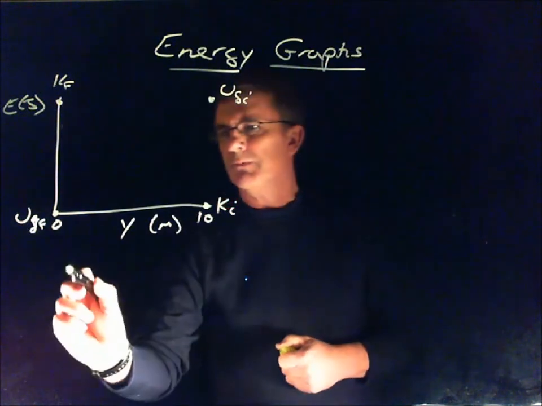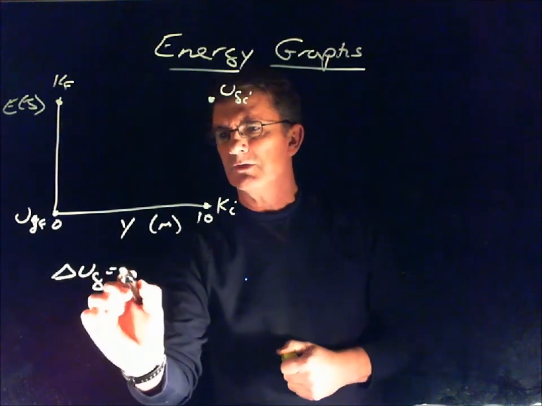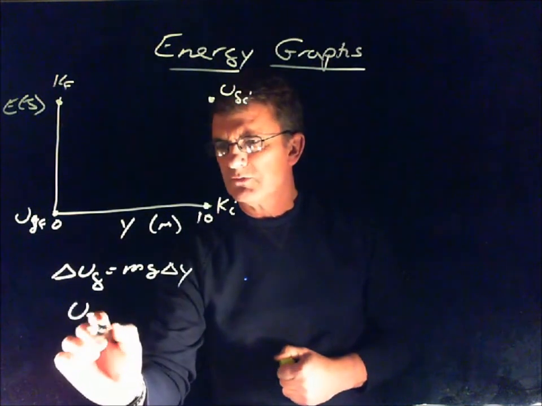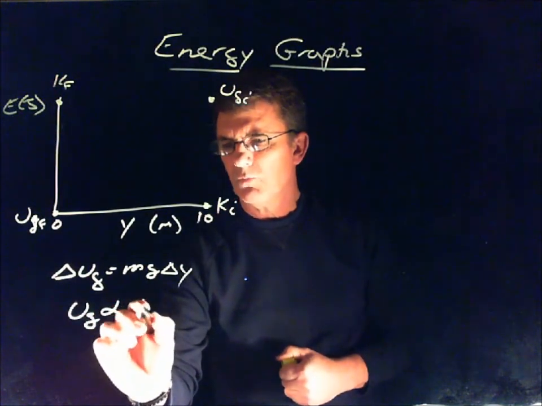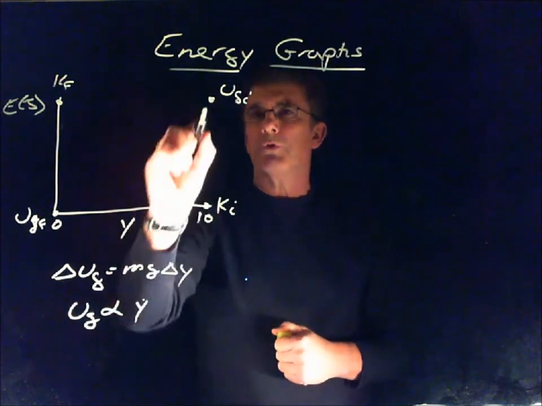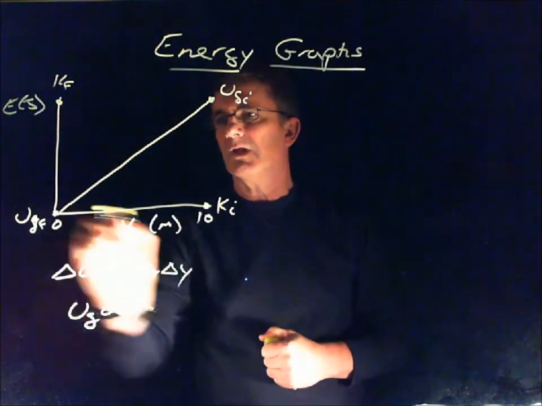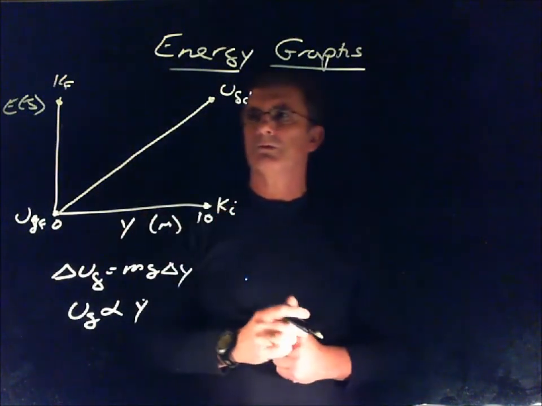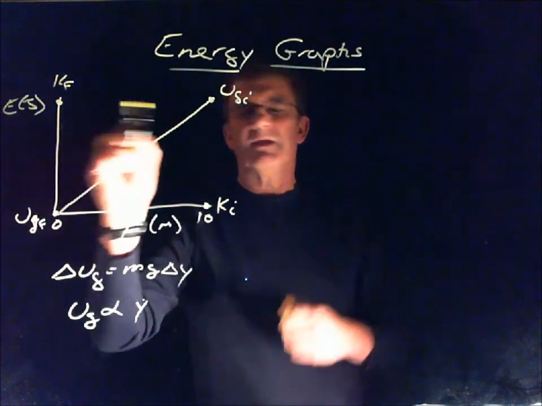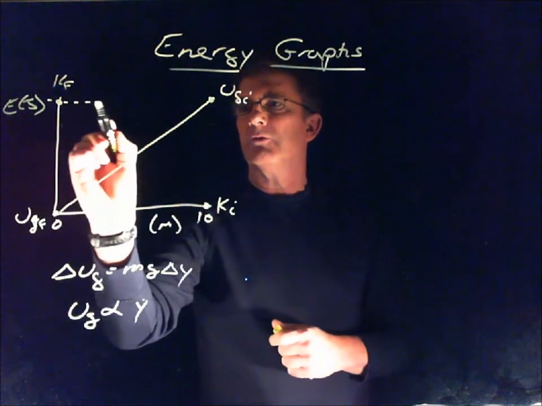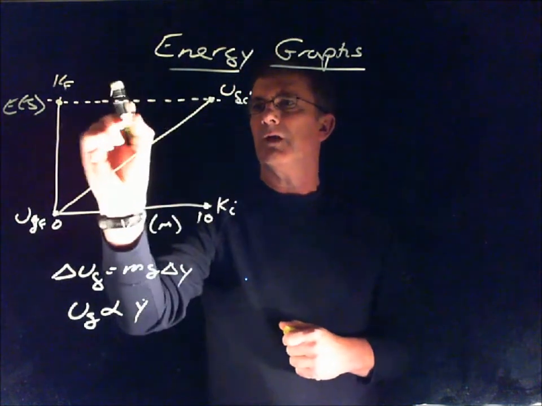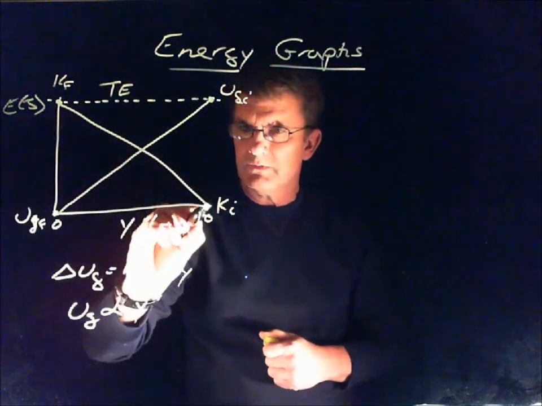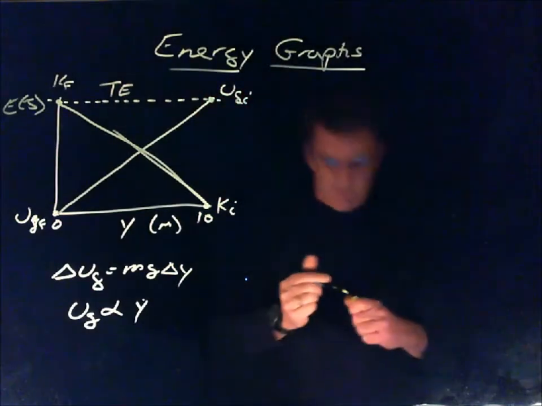And what I want to keep in mind is that gravitational potential energy is mg delta y. And so gravitational potential energy is proportional to y. It's directly proportional, so I'm going to have a linear line as I go from initial gravitational potential to final gravitational potential. Well, as it turns out, if I have a closed system, my total energy, this is my total energy line, that means my kinetic energy is also going to be a linear line, which wasn't too good, sorry about that, but you get the basic idea.